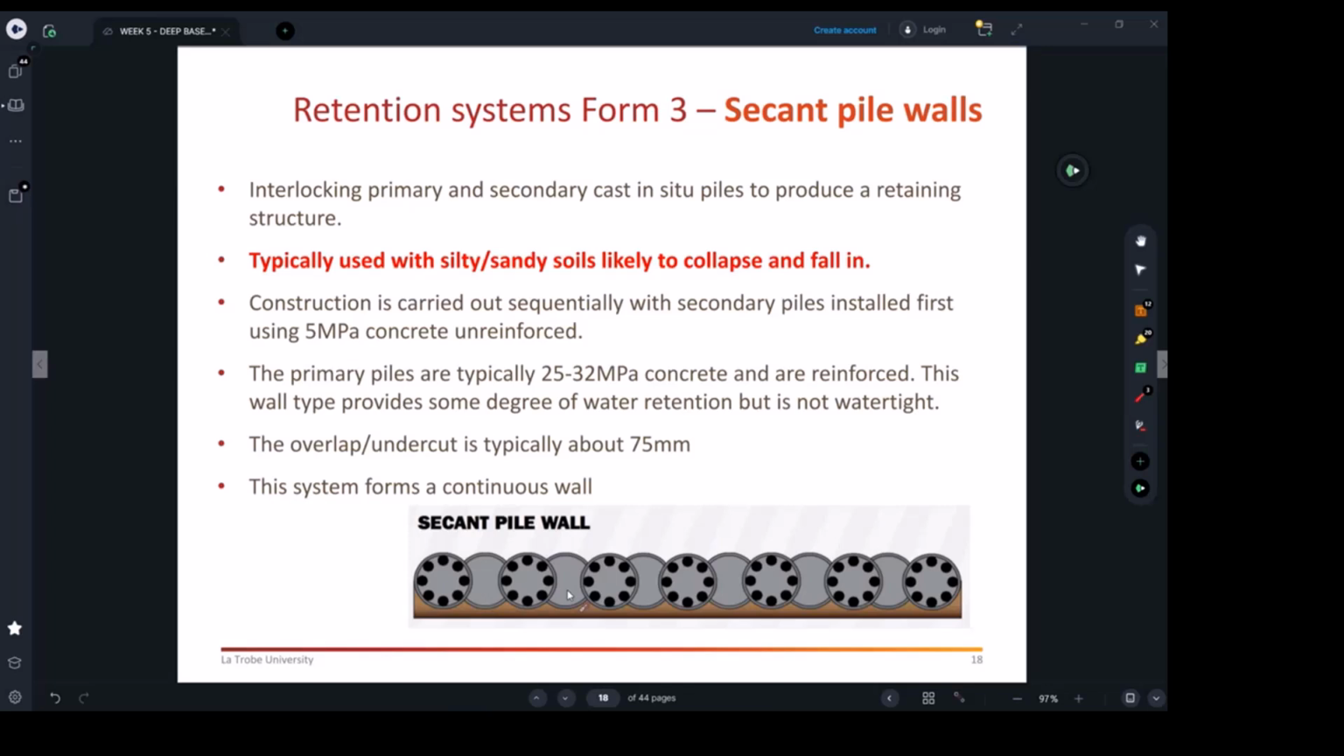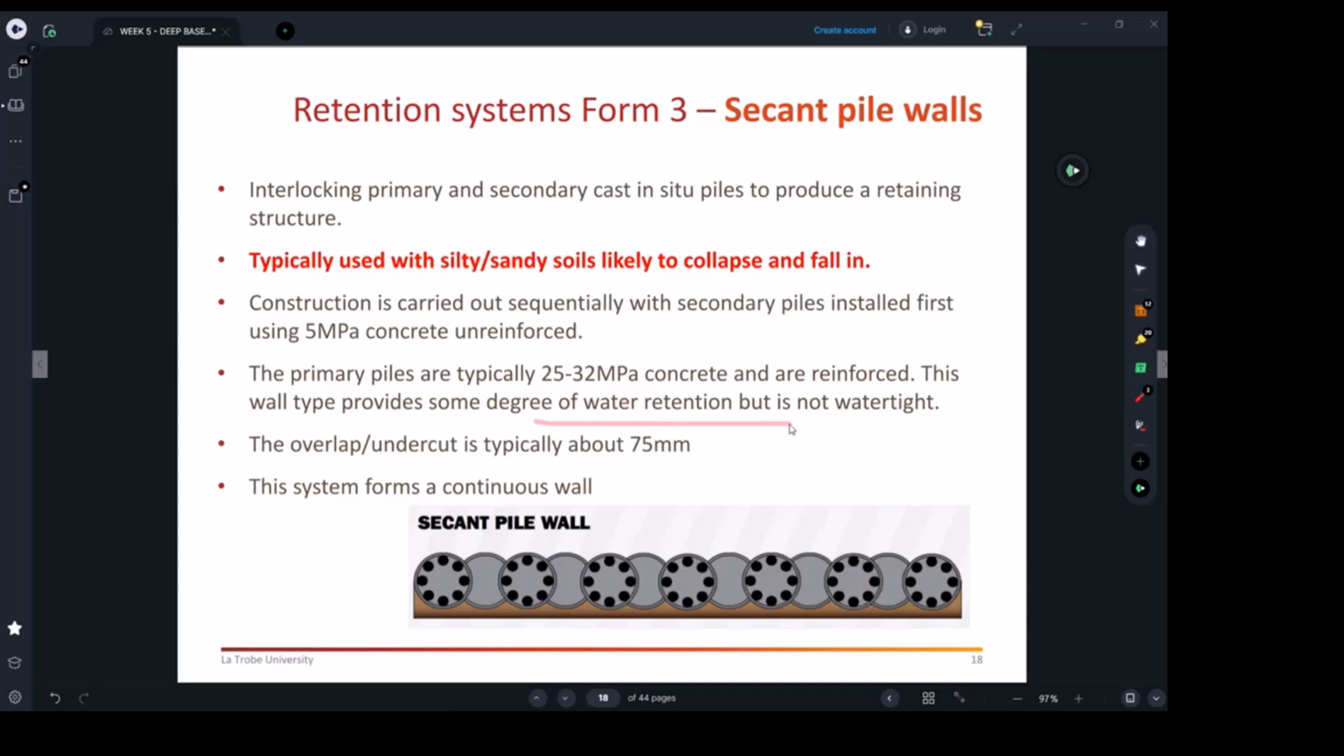So you can see this concrete here, which I was talking about wasting. It's very, very cheap concrete. It's only 5 MPa, because you're just using it as a gap filler. That's all, it's a gap filler. So they don't need to be expensive, like the primary piles, which can be 25 to 32 MPa with reinforcement.